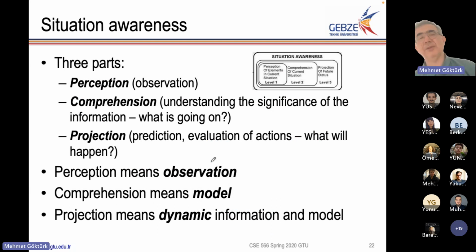So the 3 levels of situation awareness are perception, comprehension, and projection. You first observe, then understand, then project the value, so that you know what will happen if I continue like this. Perception means observation. Comprehension means modeling, so the model is okay in your mind. And projection is the dynamic information and running the model for extrapolation and prediction of the future.